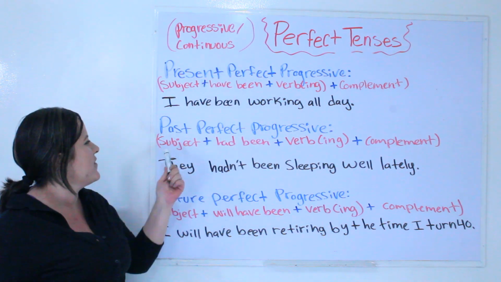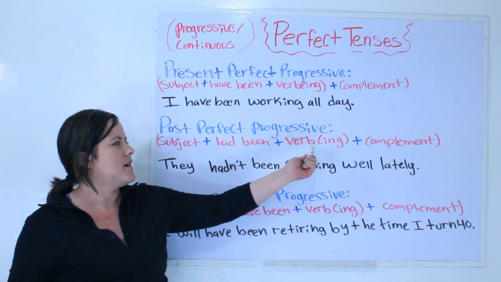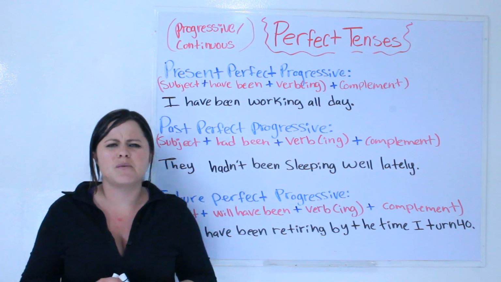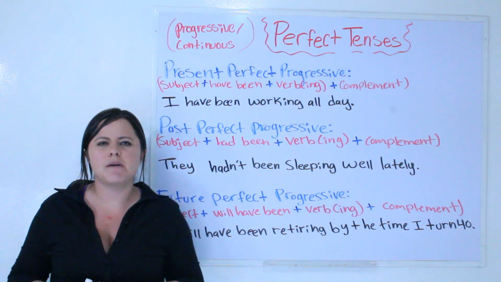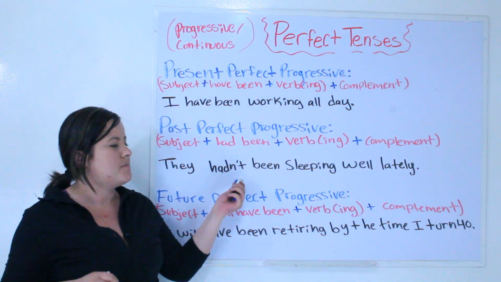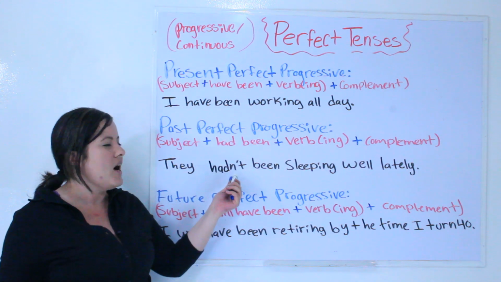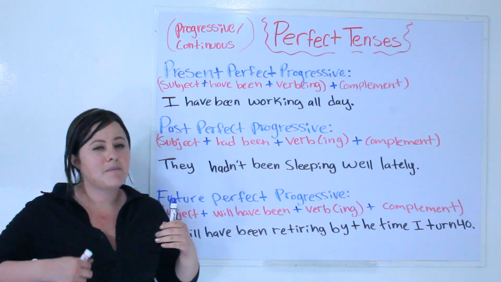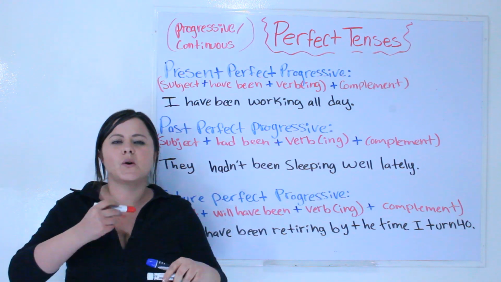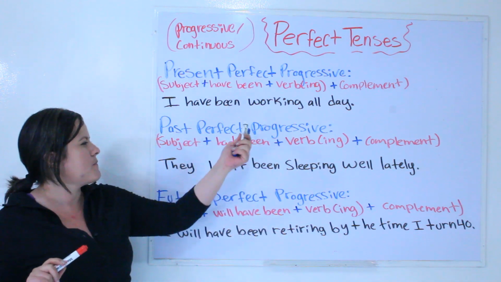Okay, so the next one is the past perfect progressive. Subject, had been, verb in ing or gerund, and the complement of the sentence. So they hadn't been sleeping well lately. They had not been sleeping well lately, but now they are. So you see that is a difference. They had not, but now they are. I have been and I still am. That means that in the past, this action of not sleeping well was progressing, was continuing, but it stopped. So this is a past perfect progressive.